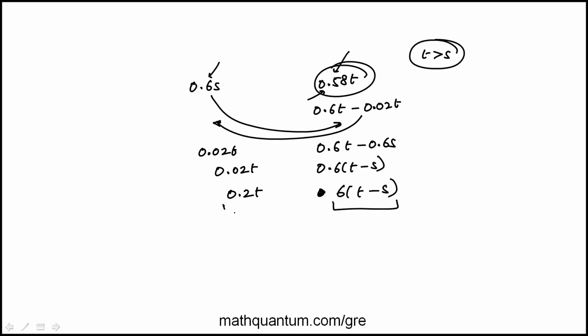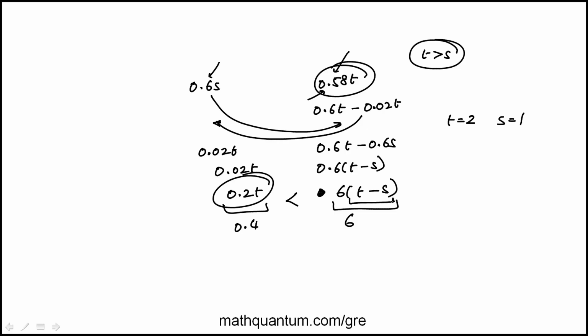This is positive, that's positive. And if t is, let's say, 2, and s is 1, this is 6, and then that would be 0.4. In this case, quantity B is greater. Now, how do I make that larger?